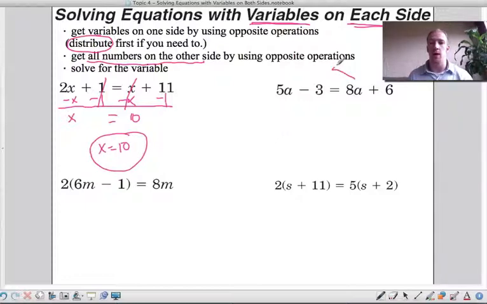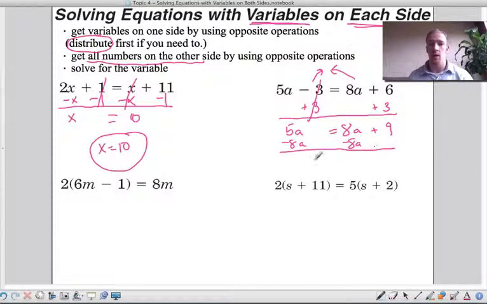So I'm going to move the 8a over, and I'm going to move the negative 3 over. So we say move, but really it's not just moving. We're just doing the same thing to both sides so that in essence there's no number here because I have added the opposite. So that gives me 5a equals 8a plus 9. Now I subtract the 8a and I get negative 3a equals 9.